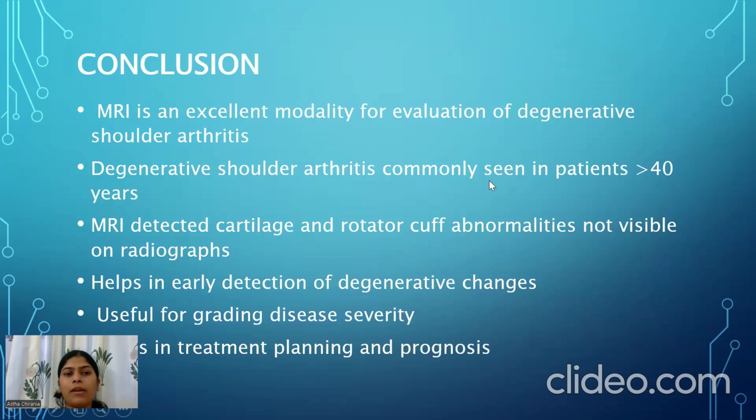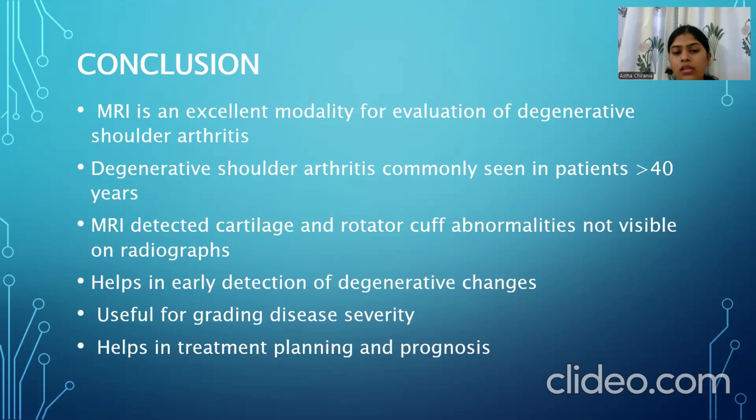To conclude, MRI is an excellent modality for evaluation of degenerative shoulder arthritis. It is commonly seen in patients more than 40 years of age. MRI can detect not only cartilage loss but also rotator cuff abnormalities ranging from tendinosis to complete tears. It is helpful in early detection of degenerative changes and grading of disease severity. It is also helpful in treatment planning and prognosis.